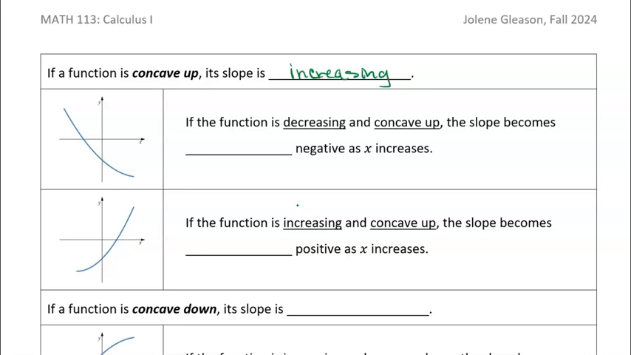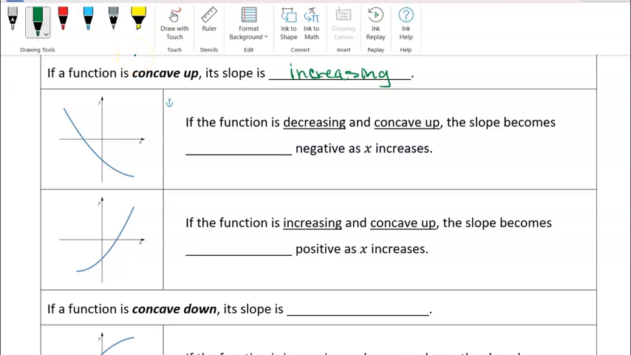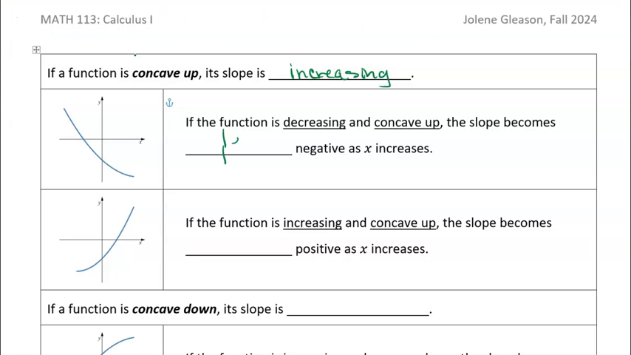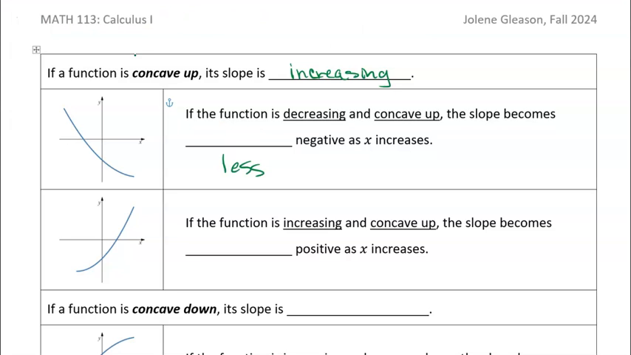And these pictures give you a sense of what that curve looks like. So this is a curve that is definitely decreasing. The f of x, or whatever this function is, is decreasing, but it also has a curvature that's bending upward. And so if the function is decreasing and concave up, the slope becomes less negative as x increases.